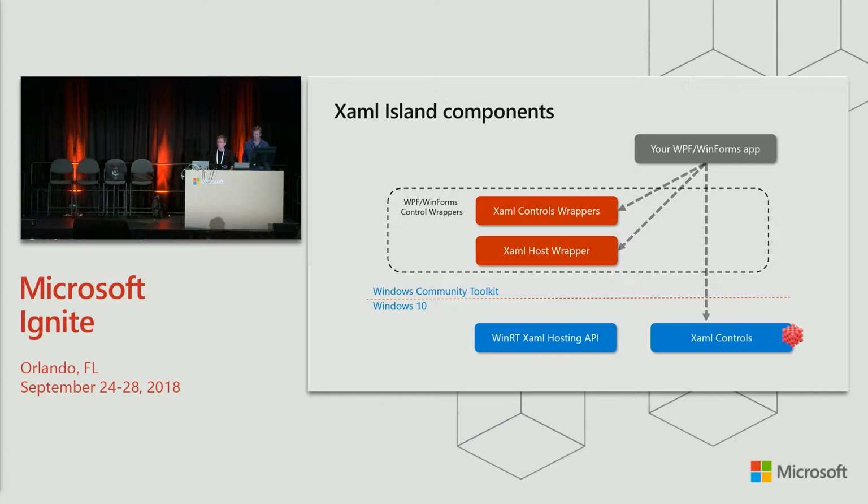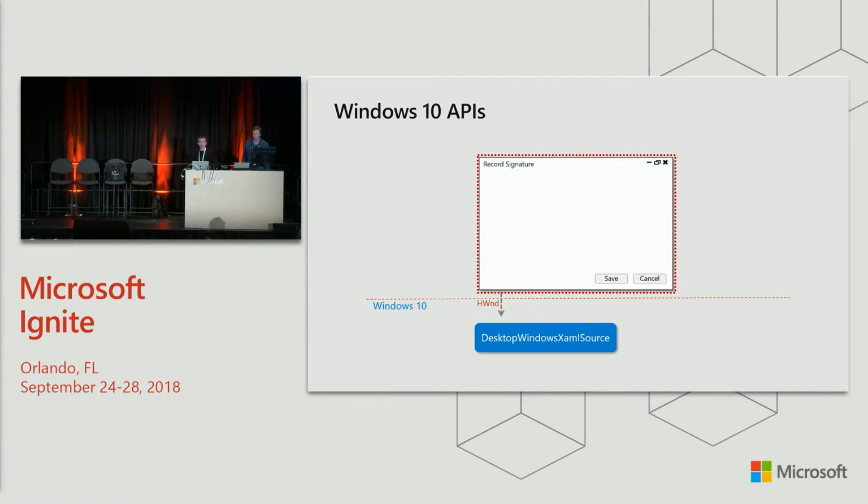Let me go into the details about what these low-level APIs look like, to understand all the mechanisms that make XAML islands possible. So this is your app. This is your window, and everything in Windows has an HWND. So the DesktopWindowXamlSource requires that you pass it an HWND. What this does is create a child window where it's going to host all the content.